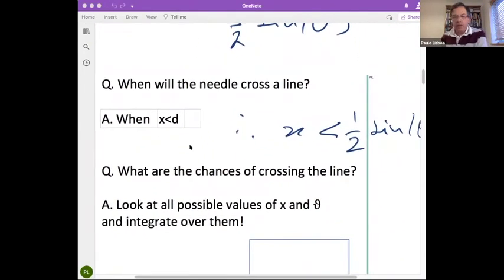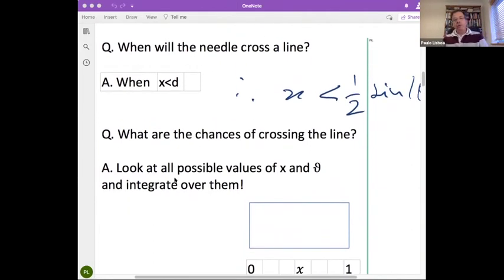So what are the chances of the needle crossing the line? Well, to understand this, we need to look at a bit of probability. First of all, we're going to throw a needle randomly. That means that the value of x is anywhere between 0 and 1, because if you remember, the lines are spaced by twice the length of the needle.